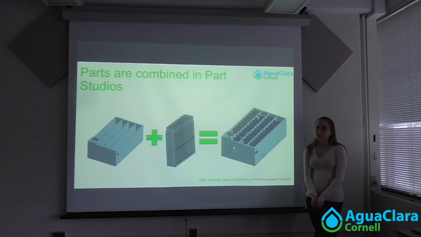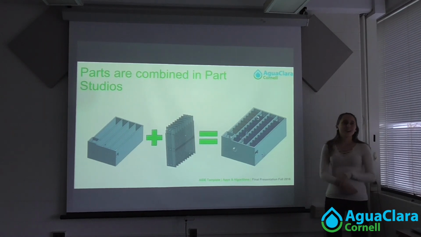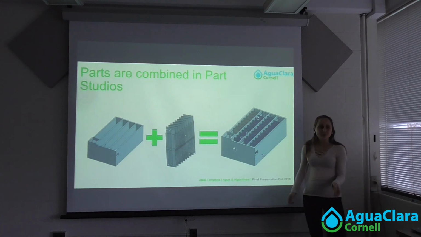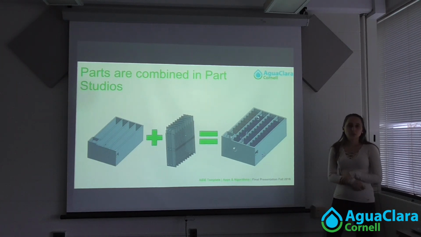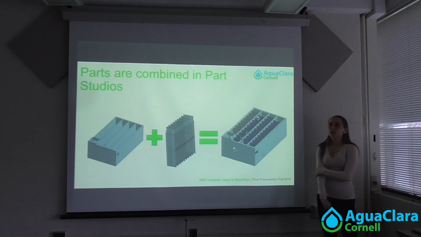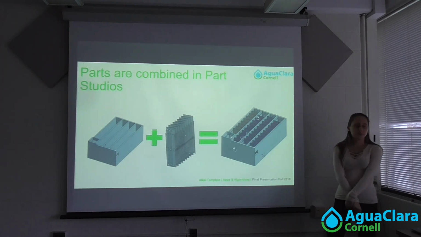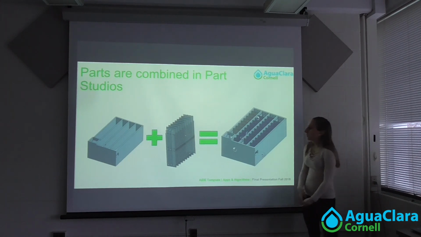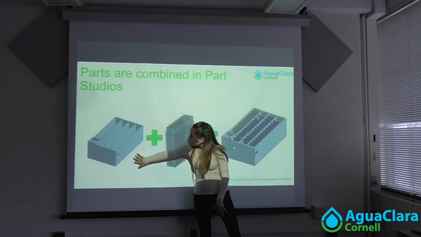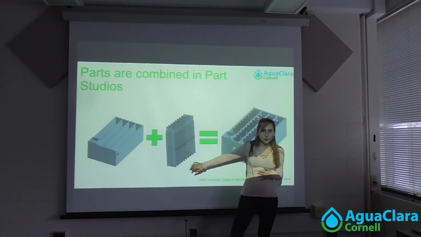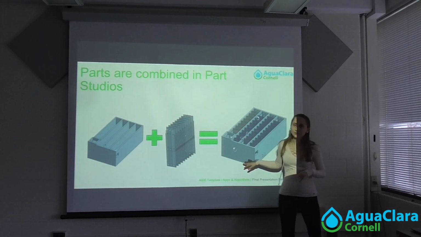So we make parts and then drive them in part studios. We then move the parts into place so that they all fit together and are oriented properly. And we make different part studios for every major component of the plant. So for example, we take the concrete structure of the flocculator and combine it with the baffles to make the flocculator.